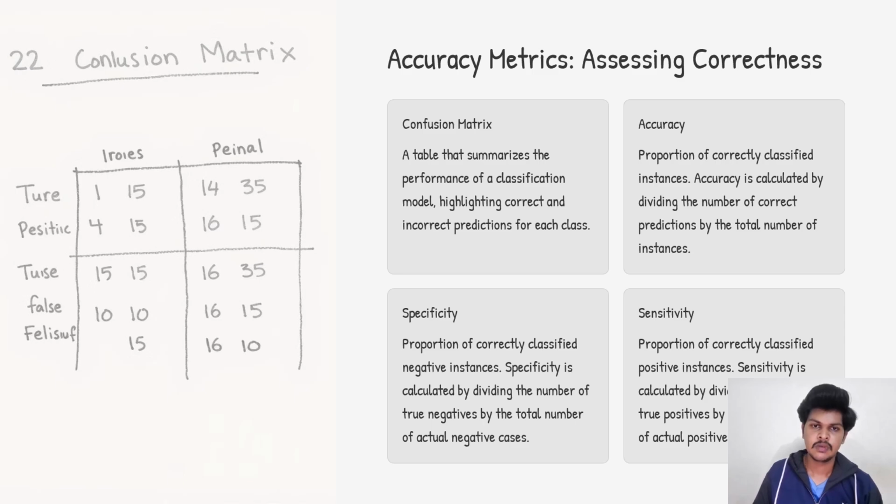Accuracy metrics. Confusion matrix. A table that summarizes the performance of a classification model, highlighting correct and incorrect predictions of each class. Accuracy. Proportion of correctly classified instances. Accuracy is calculated by dividing the number of correct predictions by the total number of instances. Specificity. Proportion of correctly classified negative instances. Specificity is calculated by dividing the number of true negatives by the total number of actual negatives. Sensitivity. Proportion of correctly classified positive instances.